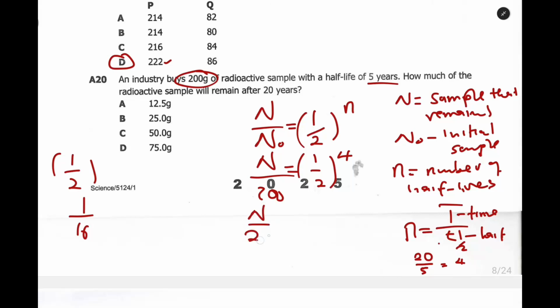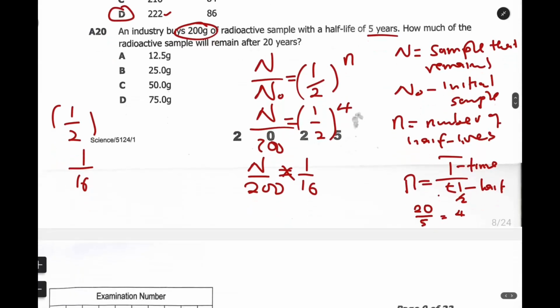So N over 200 is equal to 1 over 16. We cross multiply. We are going to have 16 N equals 200. Divide by 16, divide by 16. So 200 divided by 16 gives 12.5. So the answer is A. That is the sample that remains. I guess you know how to go about this one.